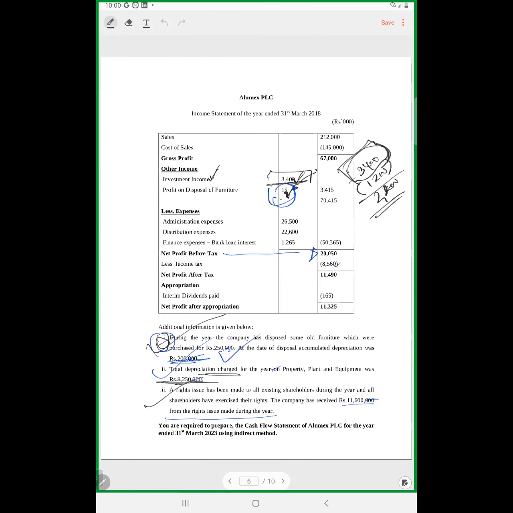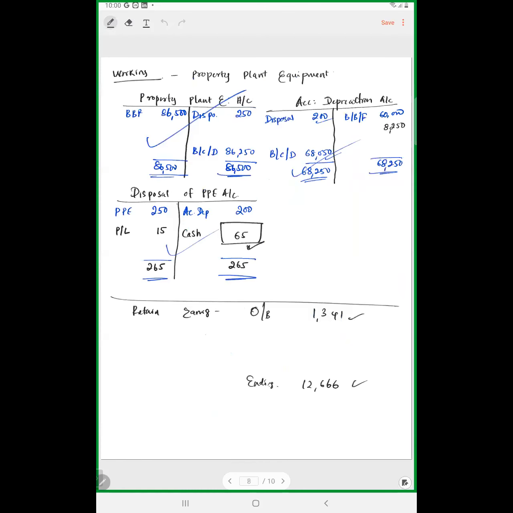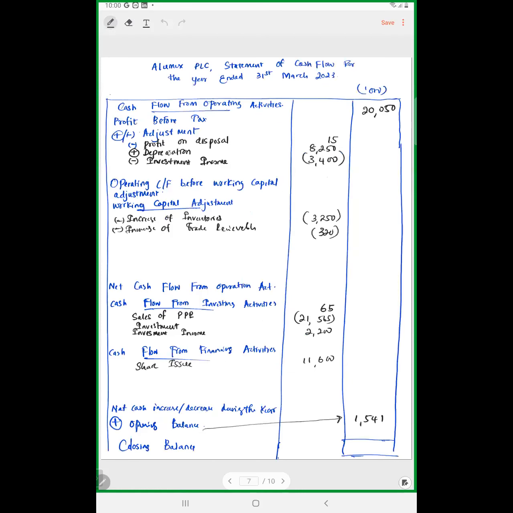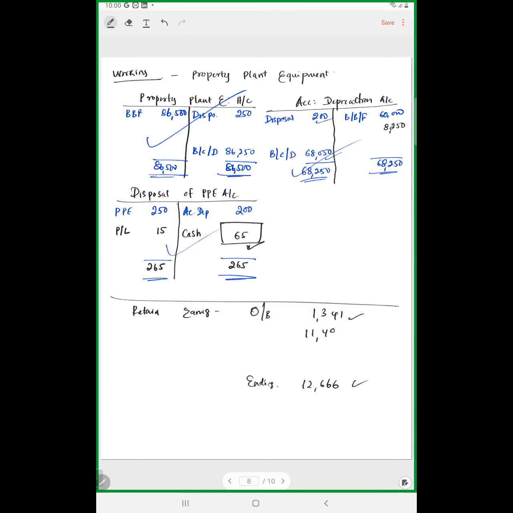Obviously, you know that profit after tax, 11,490, is normally added to retained earnings. So the value should be 12,831. But the ending balance was how much? 12,666. So what is the reason?